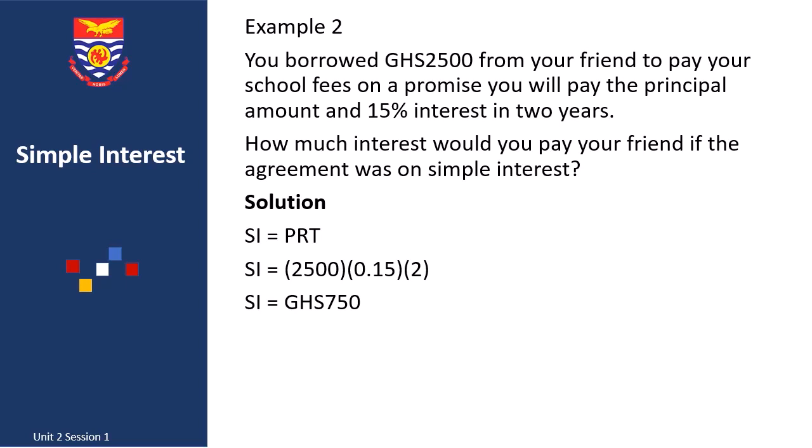I hope you're able to do it. The principal amount here is 2,500. The interest rate is 15%, which is represented by 0.15, and the period given here is 2 years. In example 1, we were given only 1 year, but here it is 2 years. So if it's 10 years, you're going to multiply by 10. If it's 20 years, you're going to multiply by 20. So 2,500 times 0.15 times 2 will give you 750 Ghana cedis. This is the interest that your friend is going to receive on the principal amount. Okay, let's move on.